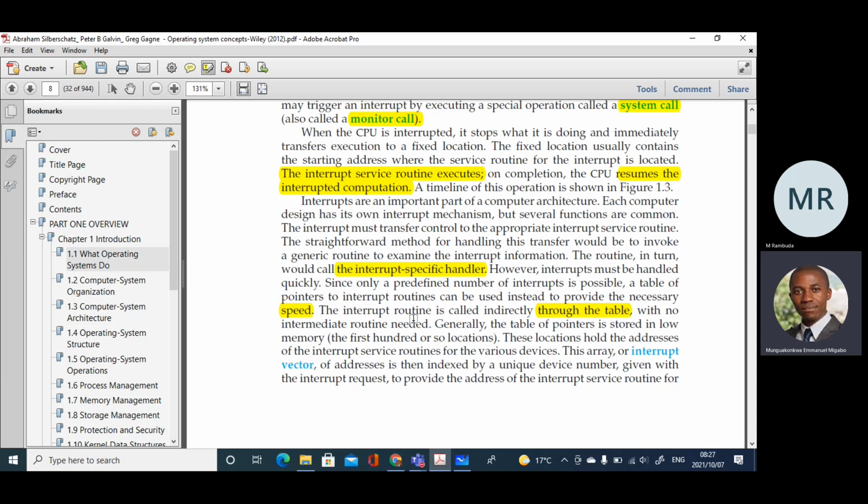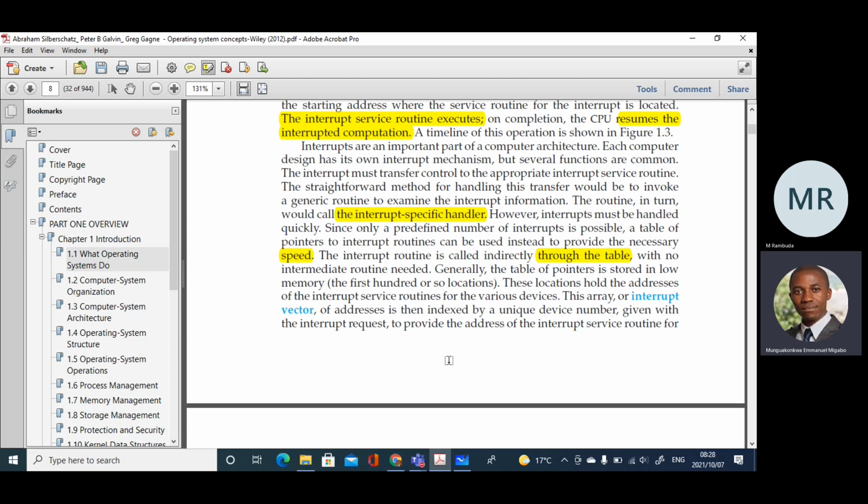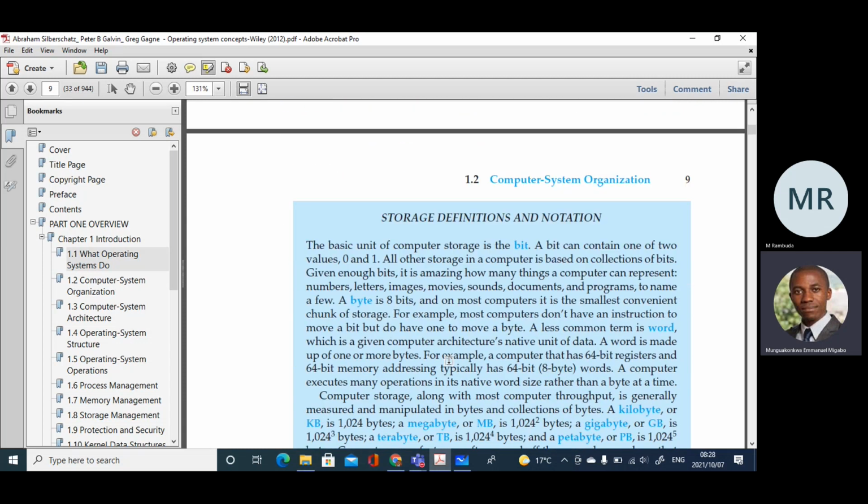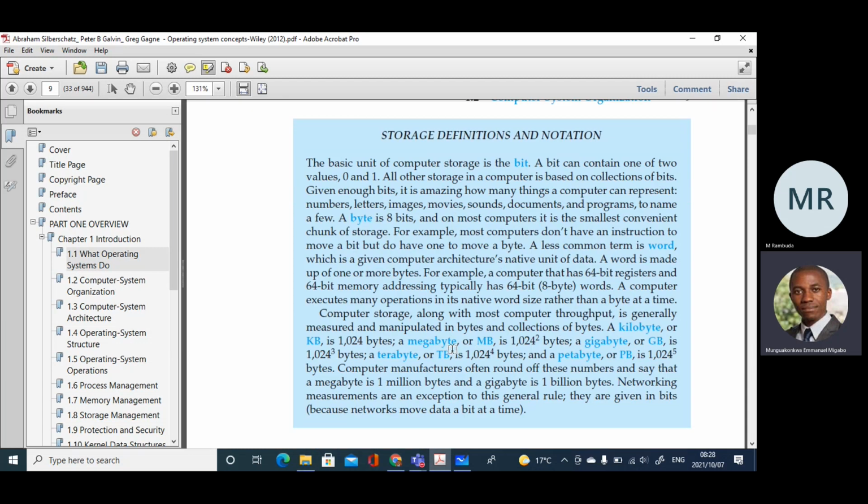This array, or interrupt vector, as I've mentioned a lot of times now, of addresses is then indexed by a unique device number, exactly like with the 8051, as I mentioned earlier on, given with the interrupt request to provide the address of the interrupt service routine. So that could be the row number in that table, or the column number, depending on how the table is built.